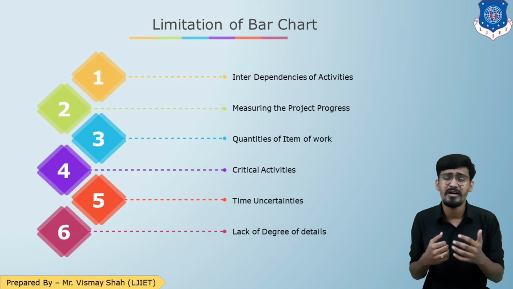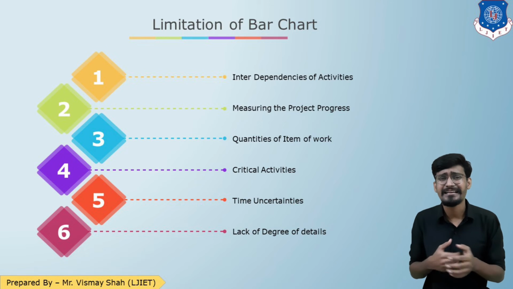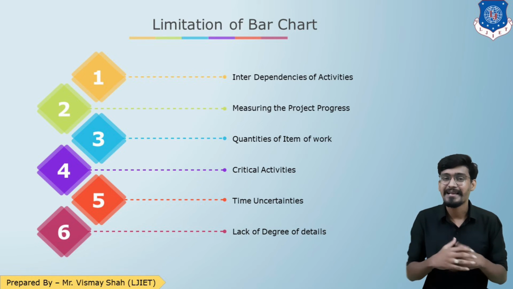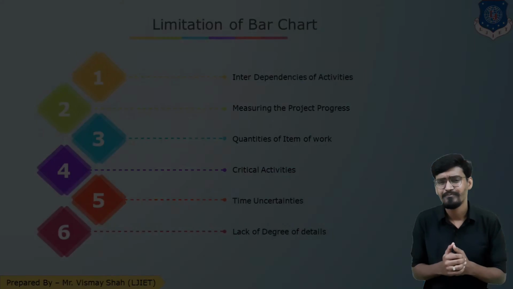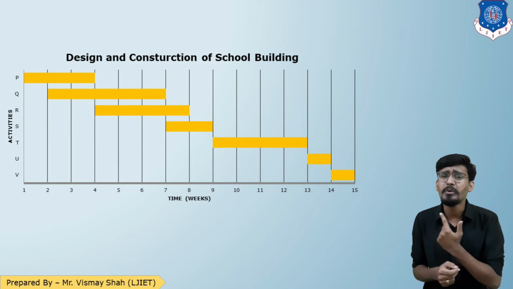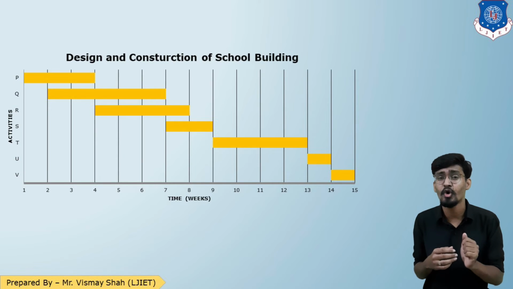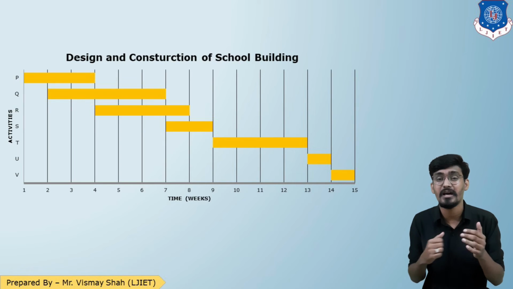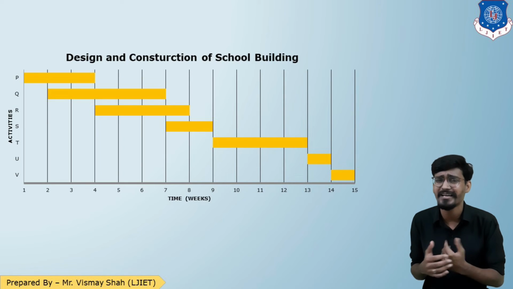The next limitation of the bar chart is critical activities. To understand this, let's again come back to the example. I know that we are going here and there, but by example I can explain very well. So coming back to the example of that bar chart, students, can you tell me which activity is critical? I've told you in the previous session, critical activities are serious activities. We have to perform them very carefully and within time and cost so that other activities do not suffer. So can you tell me which one is critical?